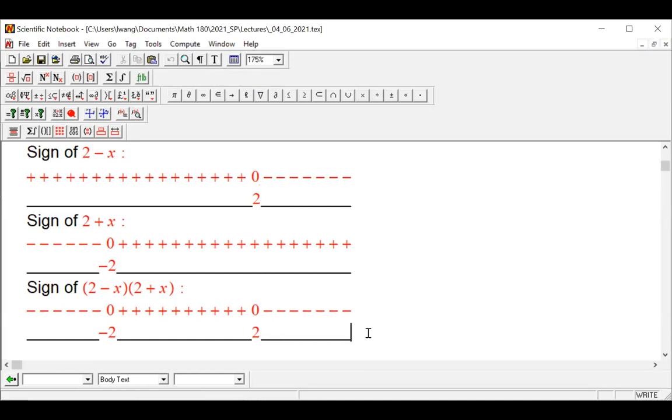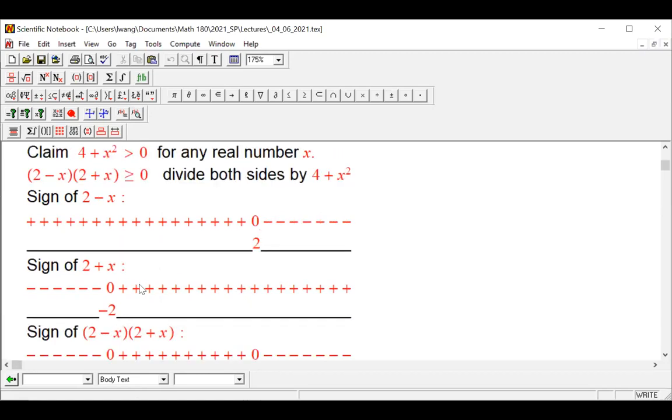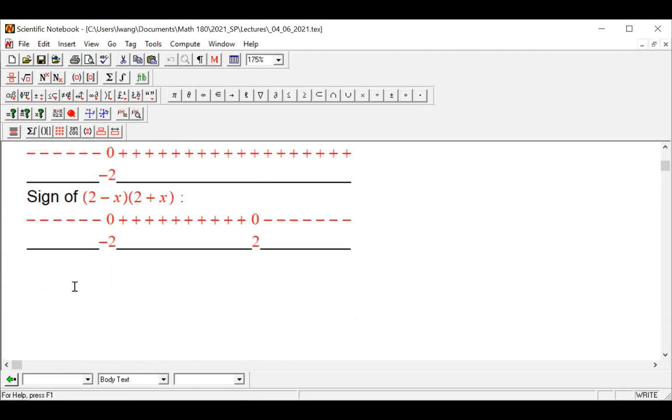So the final solution, we want the product to be positive, right? So the solution to this inequality would be what? Negative 2 less than or equal to x and less than or equal to positive 2. Same conclusion. They should be the same conclusion, different approach. Do you follow me?